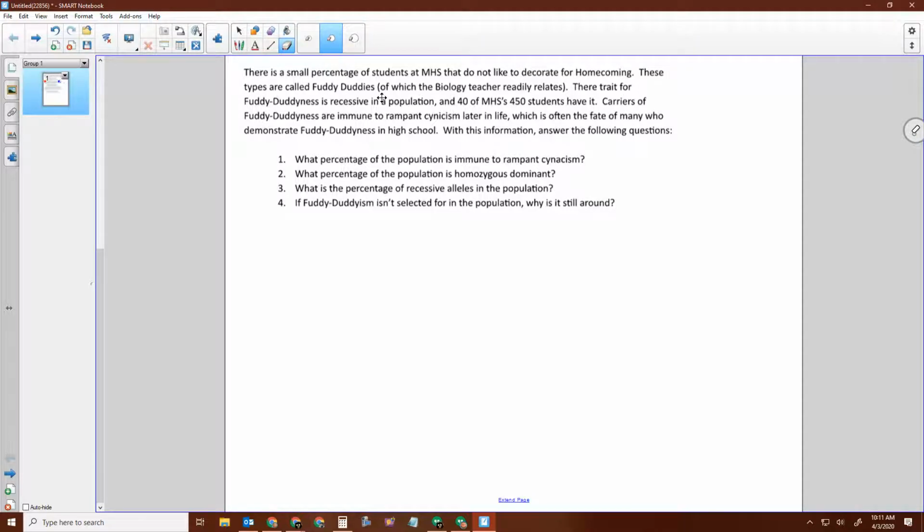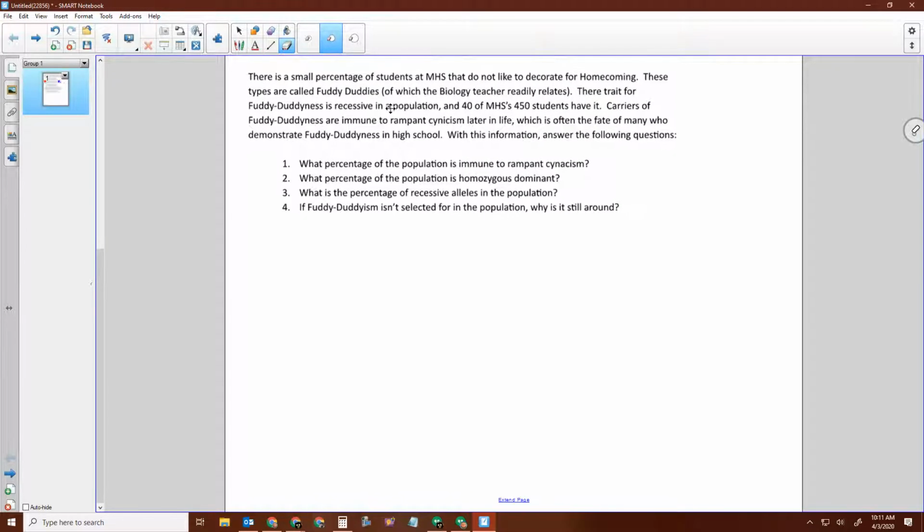So again, before we answer any of the following questions, we're going to go ahead and solve for q squared, because q squared is the window to success in these types of problems. I know that 40 of these individuals are recessive, meaning they have both recessive alleles, and the percentage of individuals that have the recessive trait in a population is equal to q squared. So in this case, q squared is equal to 40 divided by 450.